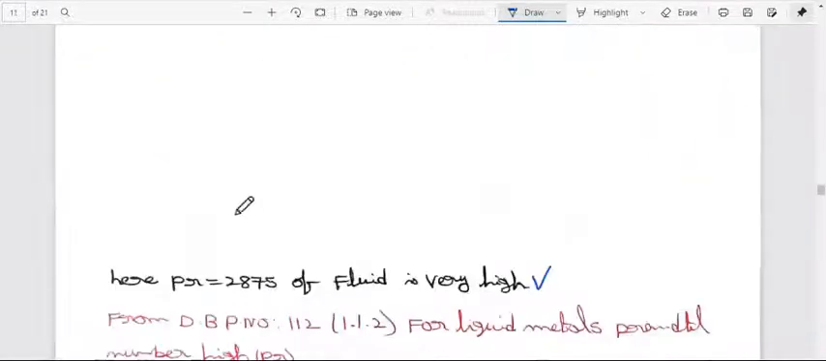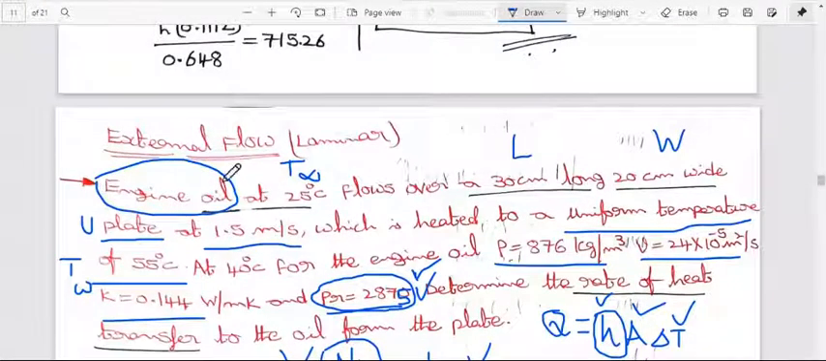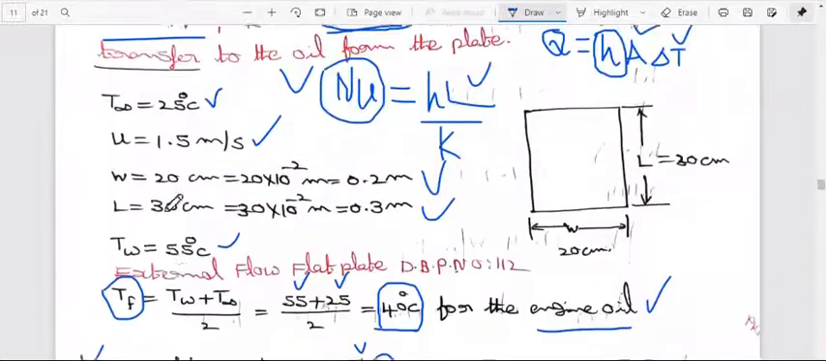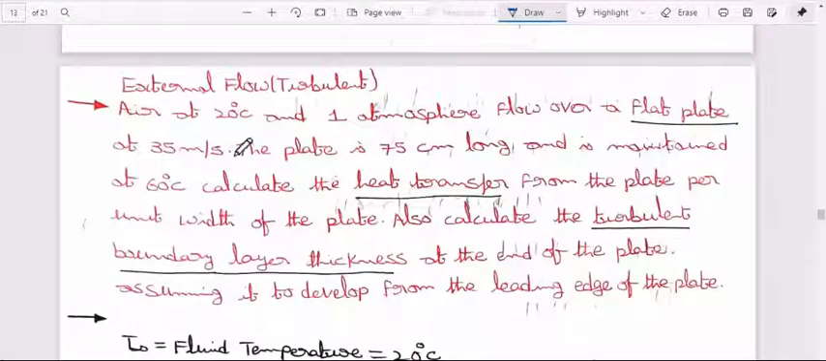So this is an important problem. That means here the engine oil is given. In most of the problems, air or water is given, but in this problem, engine oil. So coming to the next question.